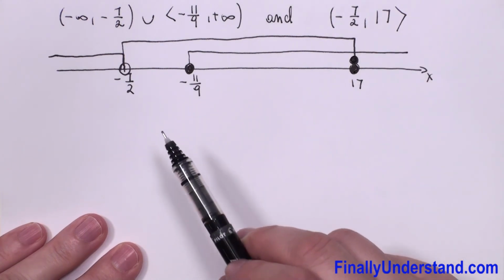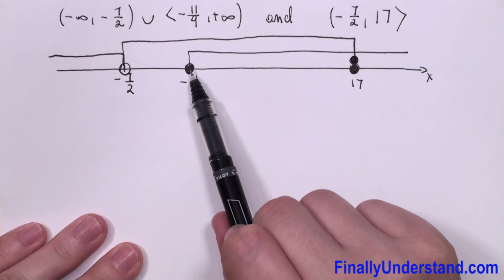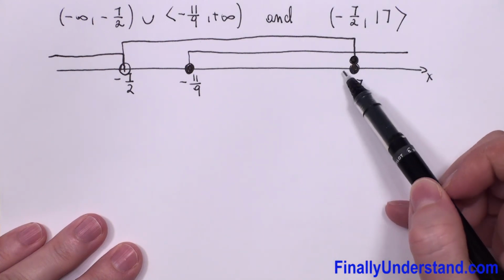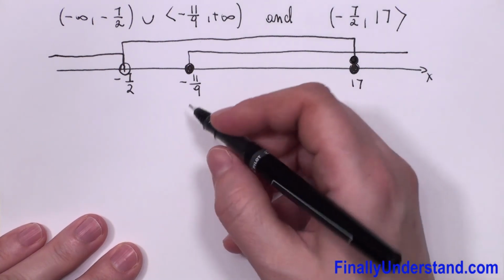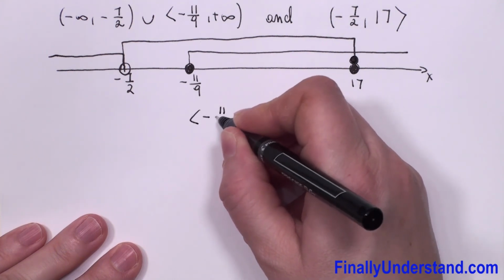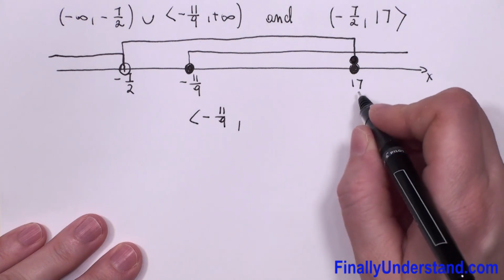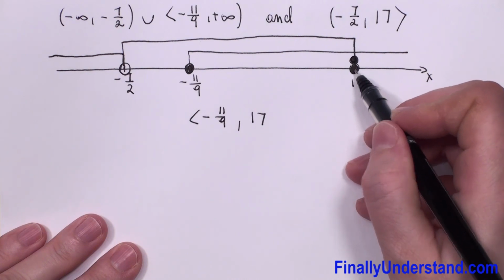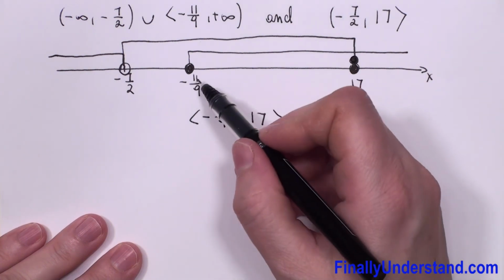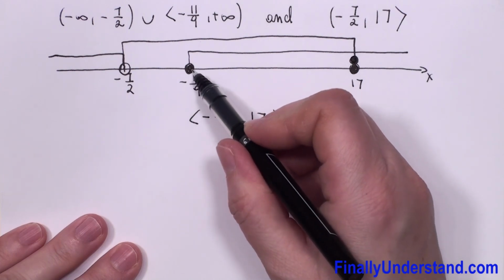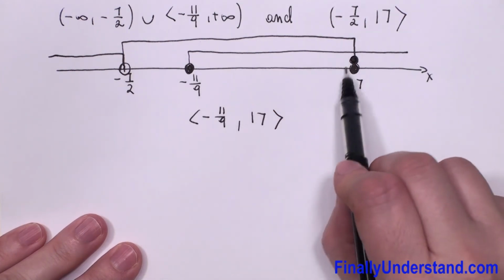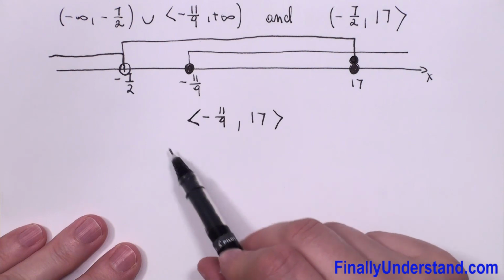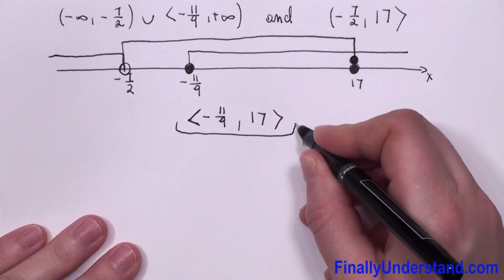So we see that the two solutions overlap only in one part. This part will be the only solution to our inequality, from negative 11 over 9 to positive 17. And we see that in both solutions 17 was included, and negative 11 over 9 was included in the first solution and in the second too. So our answer will be a closed interval on both sides. This is our solution.